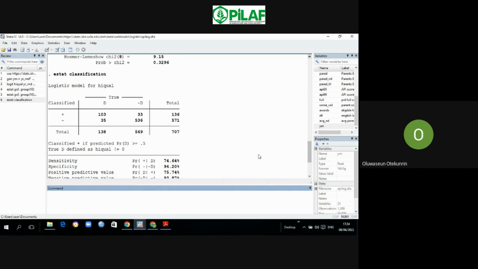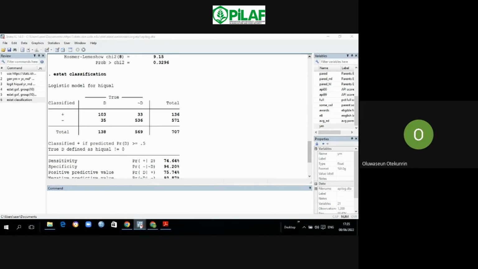So we are starting from the table. You can see that table. True D. If you look beneath that table, you will see classified positive if predicted probability of D is greater than or equal to 0.5. So you can see classified plus, minus. You can also see true D and not D. And they are telling you that true D is defined as not equal to 0. So if it is not equal to 0, it will be equal to 1.